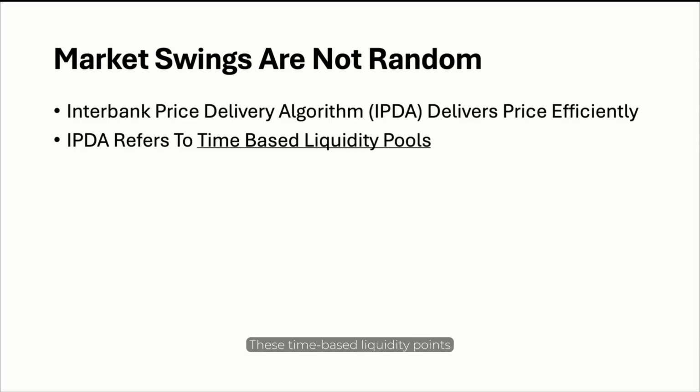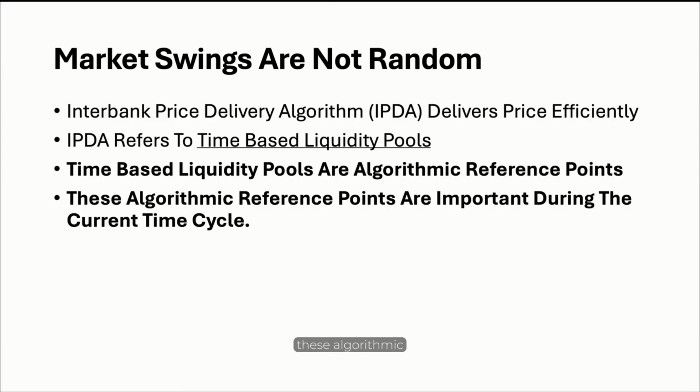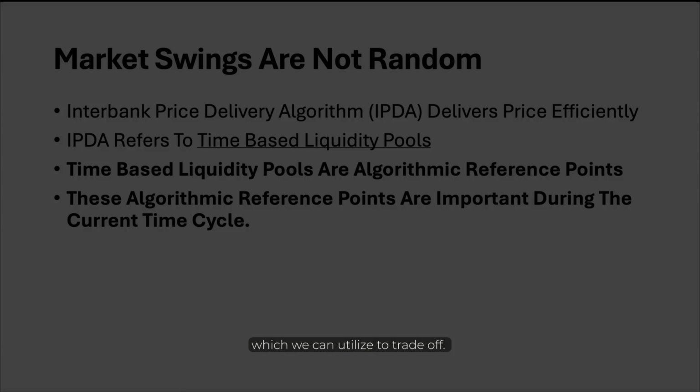These time-based liquidity points are algorithmic reference points, meaning during the current time cycle, we already refer back to the previous time cycle, its respective high and low. That is what I will share with you during today's lecture. These algorithmic reference points are important during the current time cycle. They provide structure to us to know where buy-side and sell-side liquidity is resting, which we can utilize to trade off. The highest probability trade setups contain a very specific time cycle and a very specific signature in price action. When you combine the two, this can lead to great precision within the markets.